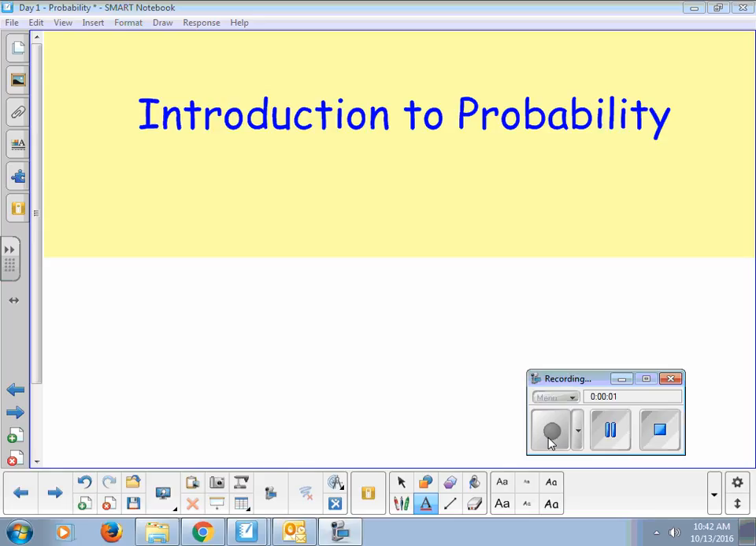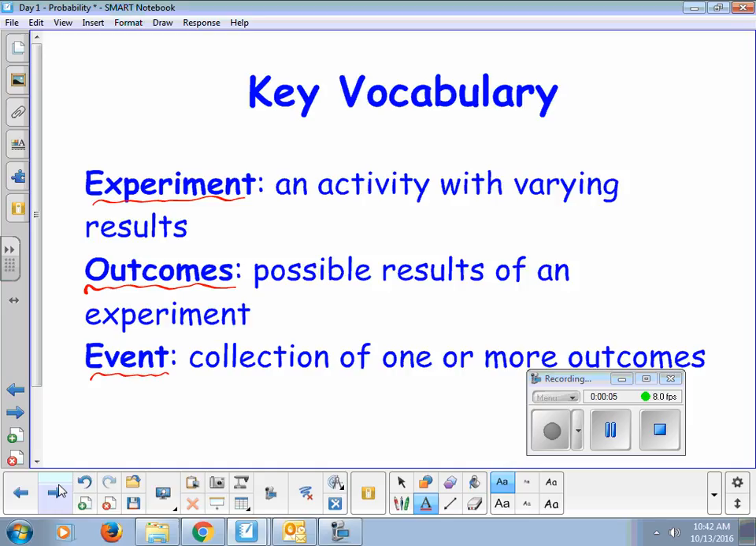We have Introduction to Probability. Your vocabulary words are on the top left-hand corner. Our first vocabulary word is experiment. That's what you're filling in for your first blank. An experiment is an activity with varying results.